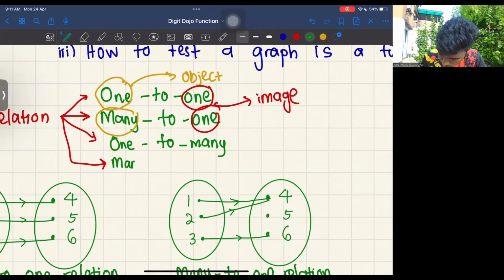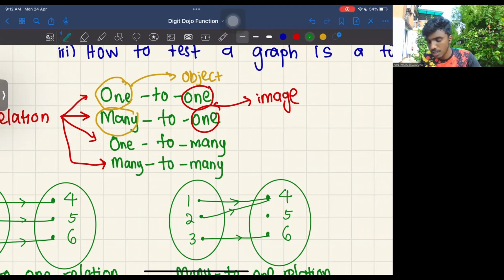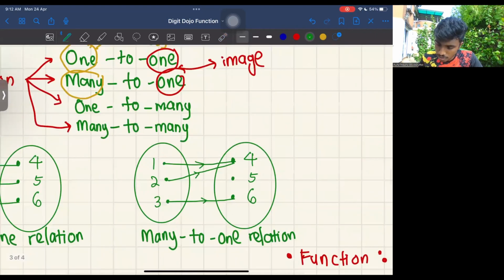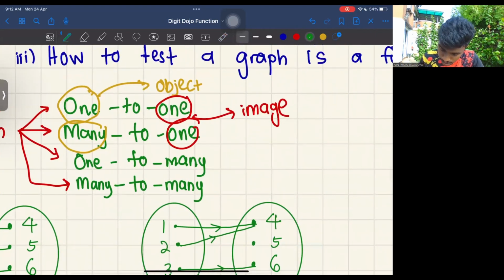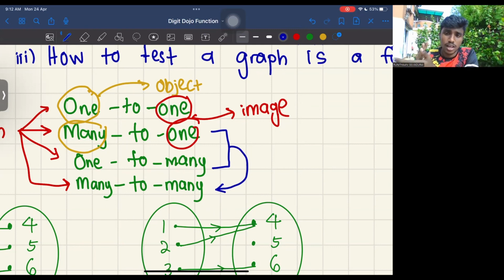Okay. And the last one is many to many. Many to many is very easy. Okay, very easy. The trick is when you can see the many-to-one and one-to-many both together in a relation, they will form many to many. When you are seeing the arrow diagram and you can see a many-to-one relation there, and also a one-to-many relation there, it's automatically a many-to-many relation.